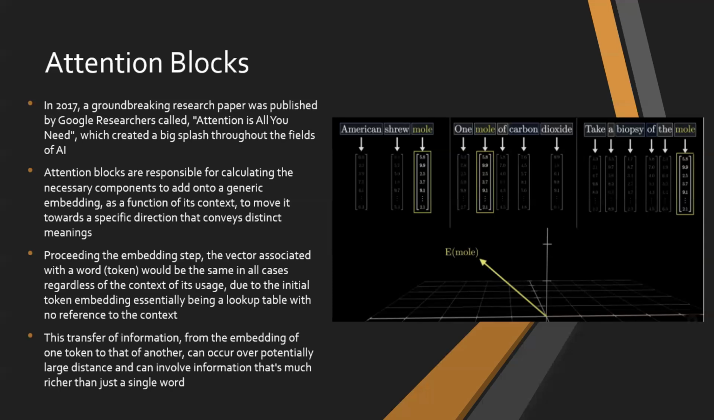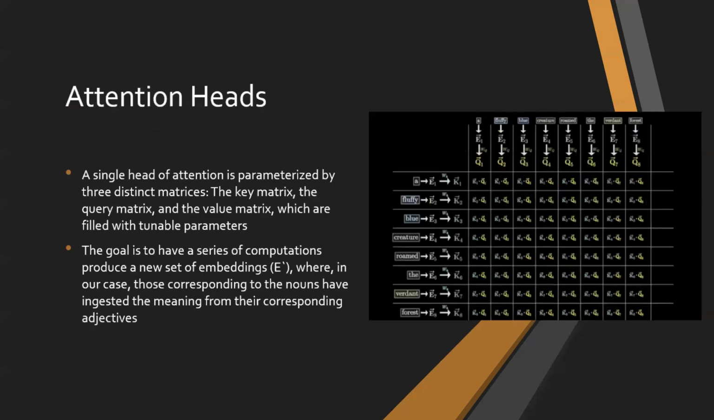This transfer of information from the embedding of one token to that of another can occur over potentially large distances and can involve information that's much richer than just a single word. Now, attention heads are the main component of attention. To visualize this, a single head of attention is parameterized by three distinct matrices: the key matrix, the query matrix, and the value matrix, which are filled with tunable parameters.